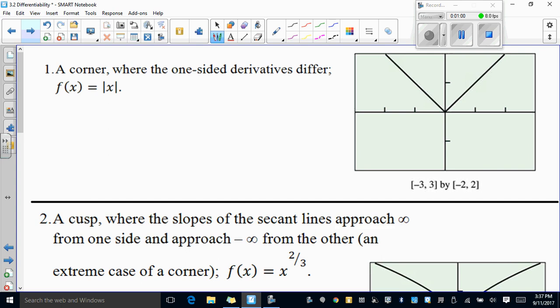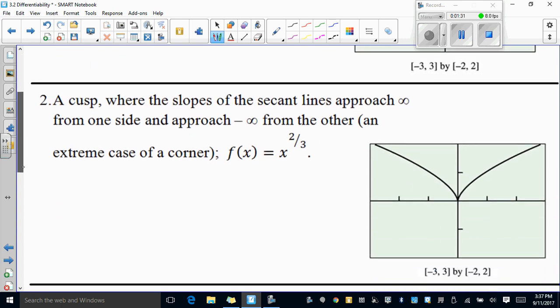So here we have a corner where the one-sided derivatives differ. Coming from the left, the derivative is negative. Coming from the right, the derivative is positive, and therefore it's going to fail. Corners are kind of obvious, and they're always going to be under an absolute value, or it could be a piecewise function as well, but if you get an absolute value, it's going to have a corner. Therefore, not differentiable at the vertex. So in this case, 0.